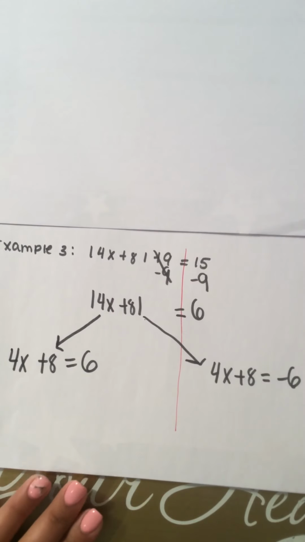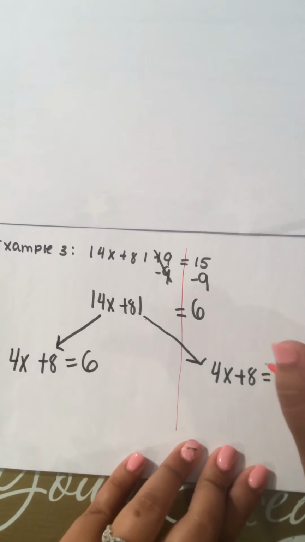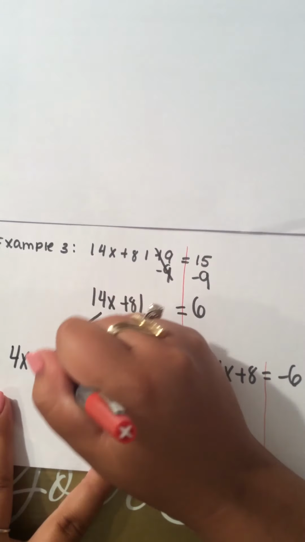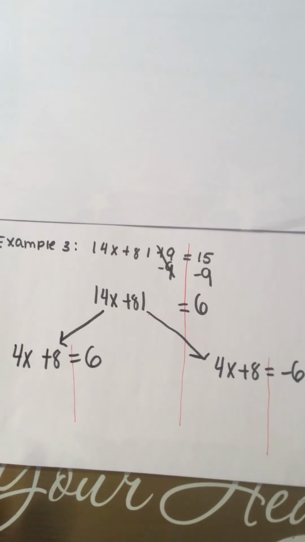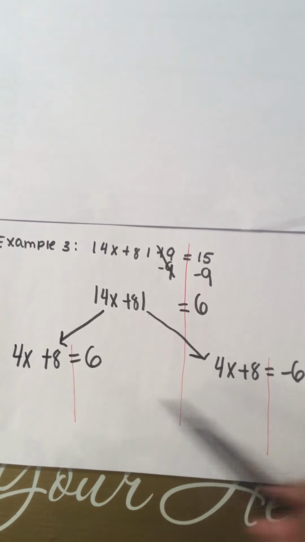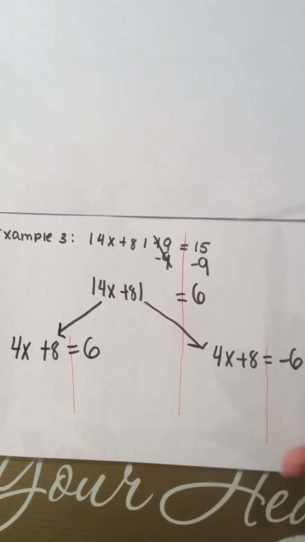And then I'm going to solve each of these individually. So I'm just going to draw the line down the equal signs right now. And it's actually nice because I divided these two equations up so you can see the difference. But I'm going to solve this one first. It doesn't matter which one you solve first. You're going to get the same answer. I'm just picking the left one just because. And I'm going to solve it like a regular equation. So 4x plus 8 equals 6.